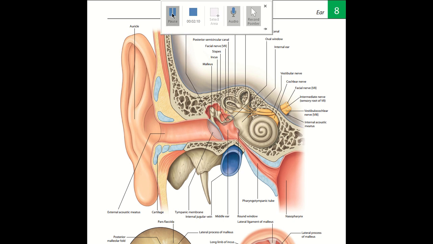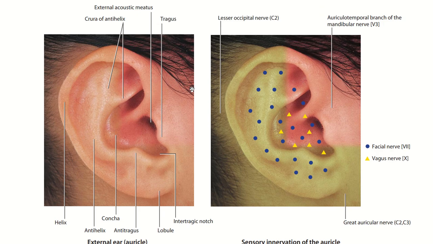So this is your pinna, this is your auricle. It actually has folds. What is important is to understand that you have a portion called a lobule. A lobule is the only portion of the pinna that has no cartilage. All of this is cartilage, but this lobule has no cartilage.